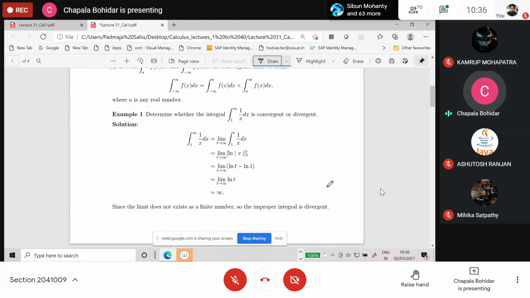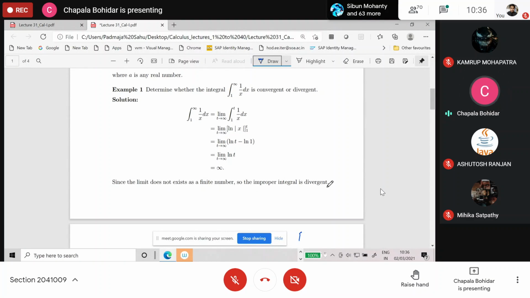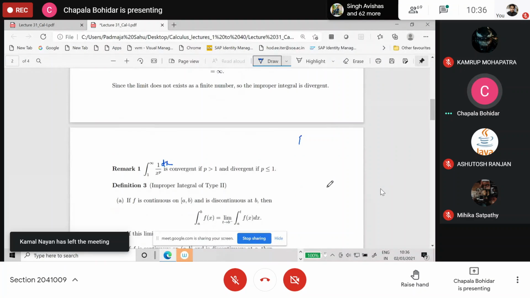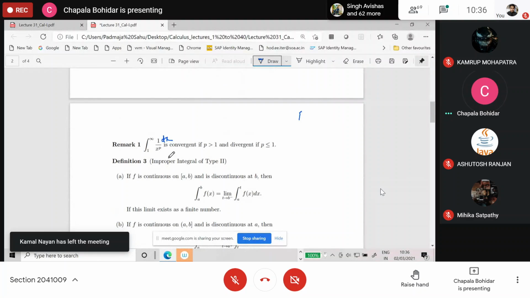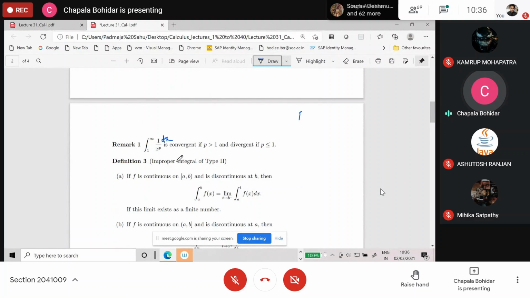So, that is the important value of P. Here, if you have the question, the integral from 1 to infinity of 1 by x square dx, is it convergent or divergent according to the definition?